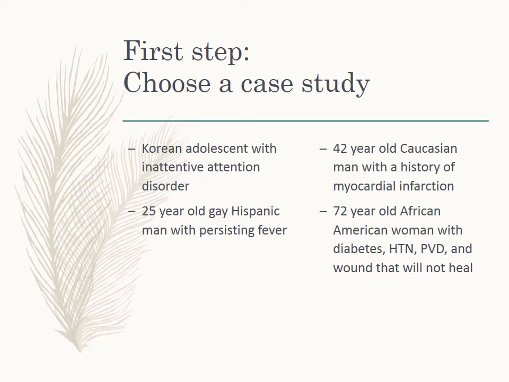The first step is going to be choosing a case study. You'll choose from 4 different case studies. I'll review them below. You'll have a choice between a Korean adolescent with inattentive attention disorder, a 25-year-old gay Hispanic man with persisting fever, a 42-year-old Caucasian man with a history of myocardial infarction, or a 72-year-old African-American woman with diabetes, hypertension, peripheral vascular disease, and a wound that will not heal.